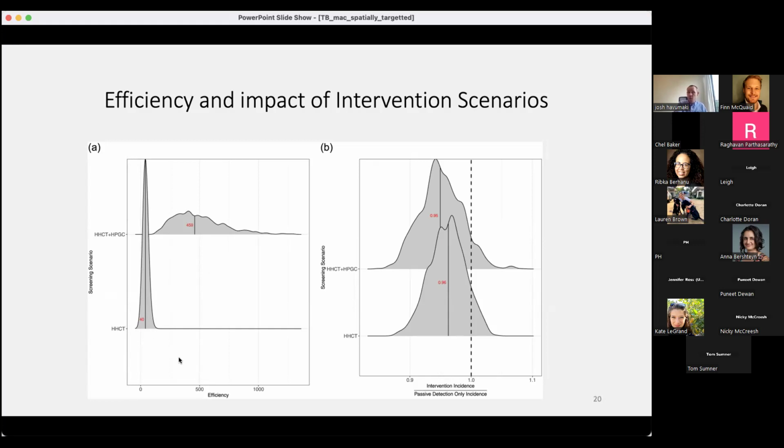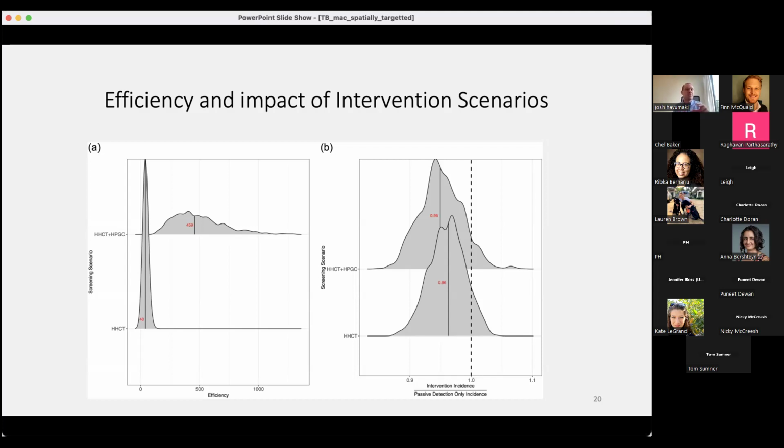So if we're talking about the number needed to screen to find a new case of active TB, looking at household contact tracing alone, we needed a median of 40 individuals screened to find a new case, which is relatively efficient. This is compared to the high prevalence grid cell screening intervention plus household contact tracing. It's an incremental assessment where we lose a lot in terms of efficiency. Again, just to reiterate, this high prevalence grid cell screening is really going to places that had high prevalence and screening most of the individuals in those places.